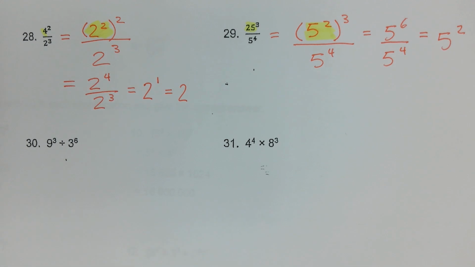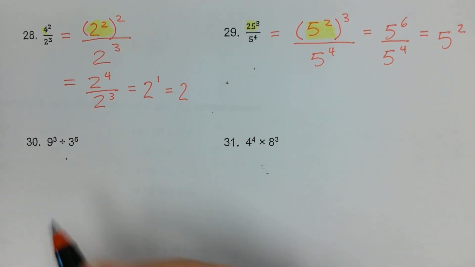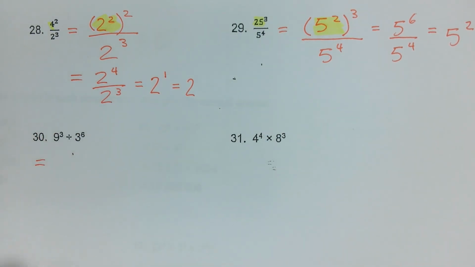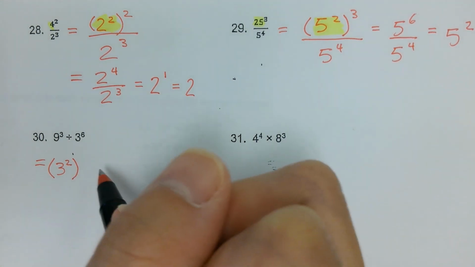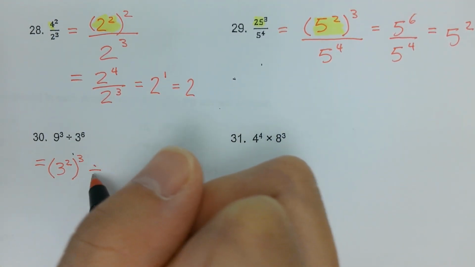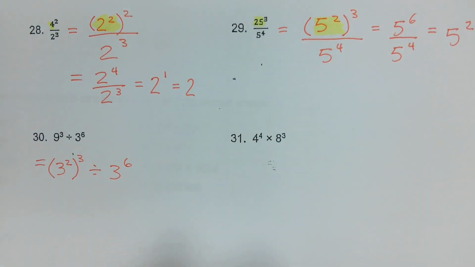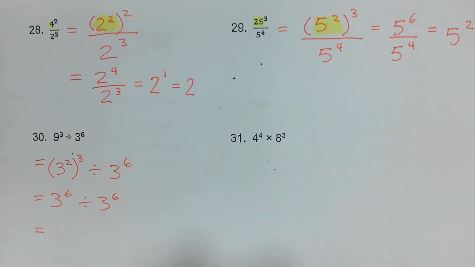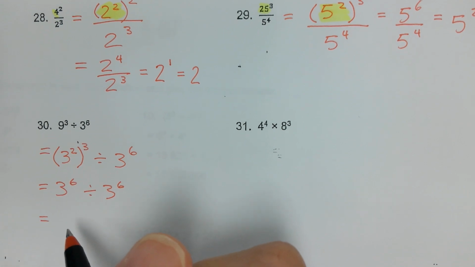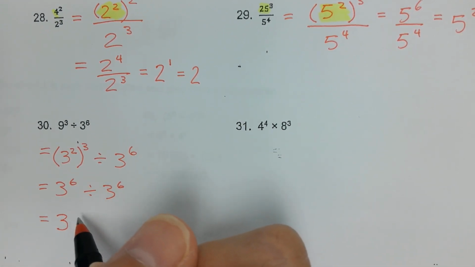Okay, last 2 examples. Just these last 2, and then I think that's it. Let's finish it up. I want to change that 9. Yep, Annie. Three to the power of?